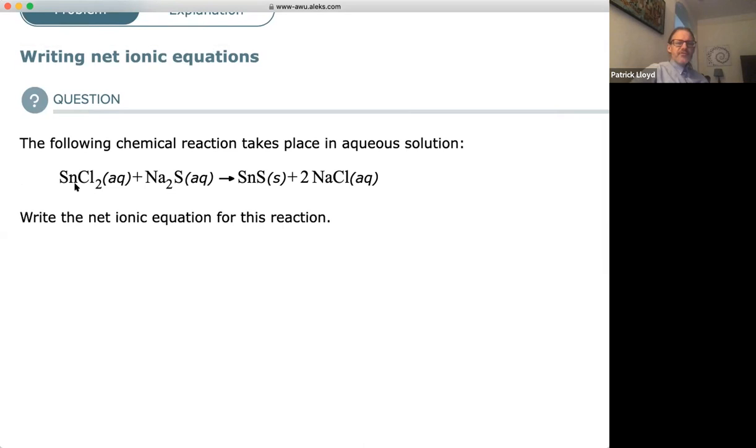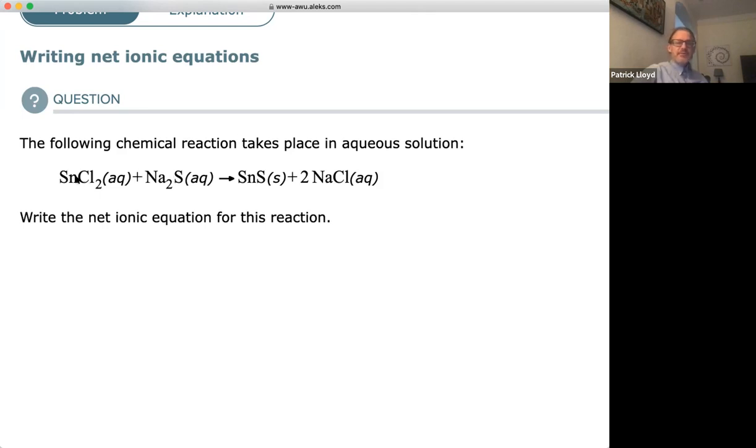Okay, so this is SnCl2. See how it says aqueous? That means you're going to break it up into ions. Aqueous, so that's the sodium sulfide. You'll break that into ions. Solid, you won't break that up into ions. And then NaCl, that's aqueous. You'll break that up into ions. Okay, so if it says aqueous, you break it up into ions.